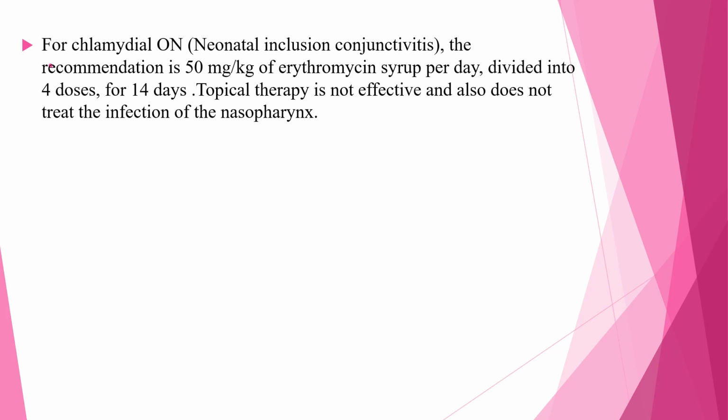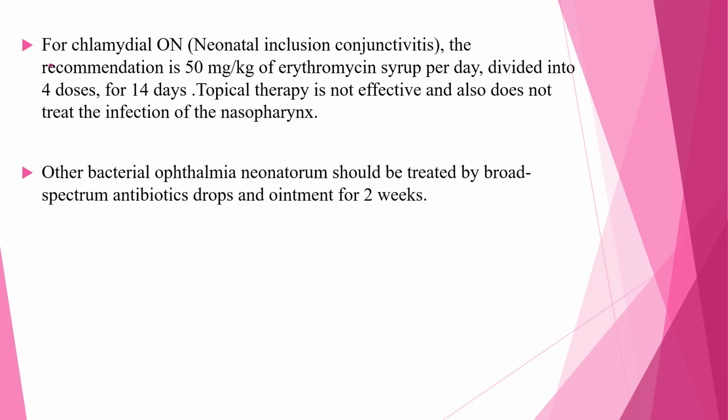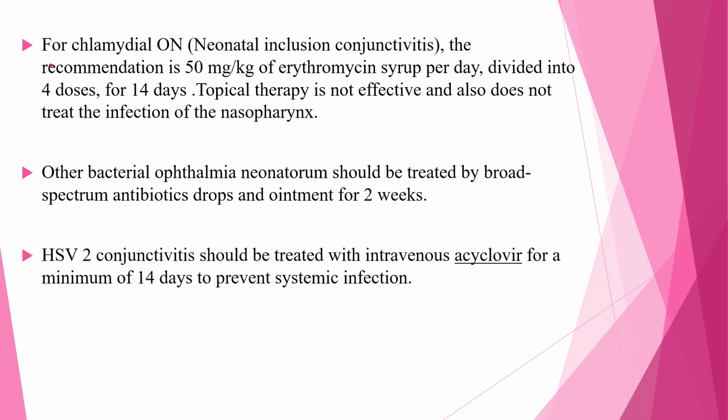For Chlamydia Ophthalmia Neonatorum, sometimes called neonatal inclusion conjunctivitis, the recommendation is 50 mg per kg of erythromycin syrup in 4 divided doses for 2 weeks. Topical therapy is not effective and does not treat infection of the nasopharynx, so topical treatment doesn't prevent the later occurrence of febrile pneumonia of infancy. So we should always treat systemically. Other bacterial Ophthalmia Neonatorum should be treated with broad-spectrum antibiotic drops and ointment for 2 weeks. Herpes simplex virus type 2 conjunctivitis should be treated with intravenous acyclovir for a minimum of 14 days to prevent systemic infection.